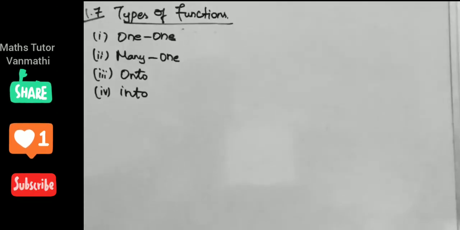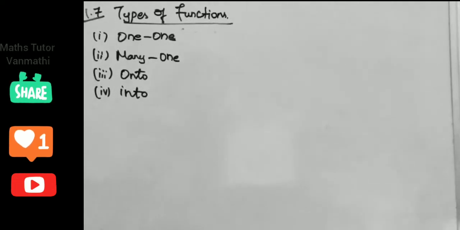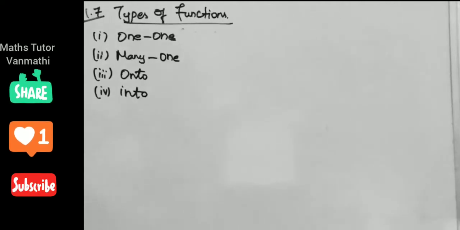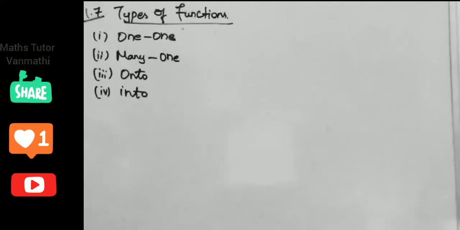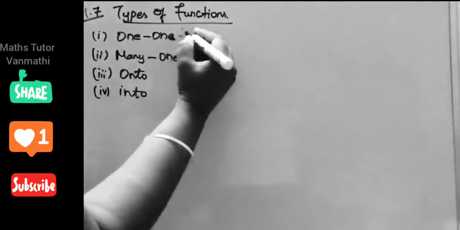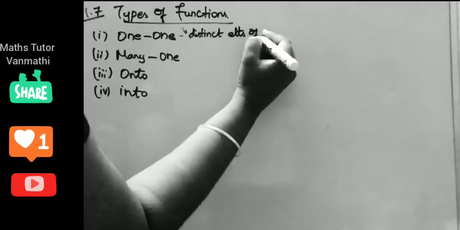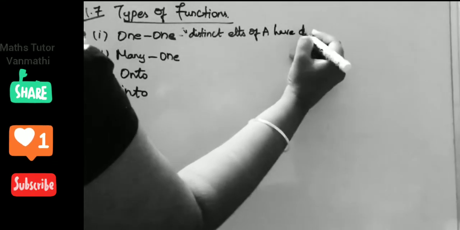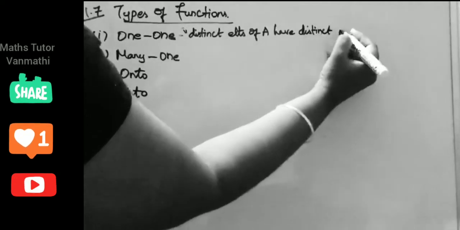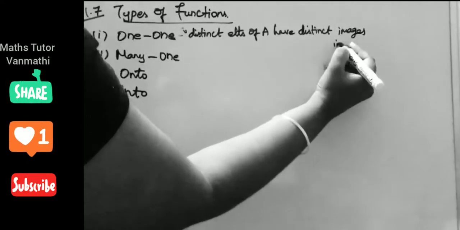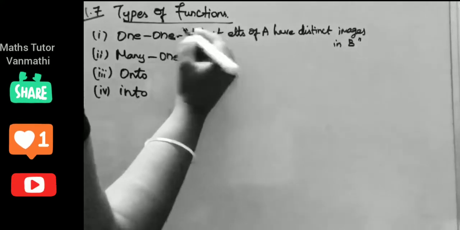That is types of functions. First is your one to one, next many to one, next onto, and lastly the into function. First we can see one to one function. A function f from A to B is called a one to one function if distinct elements of A have distinct images in B. That is, distinct elements of A have distinct images in B. This is your one to one function.